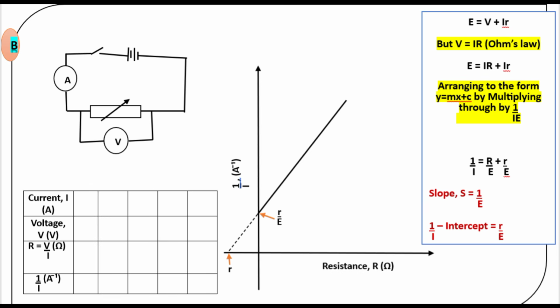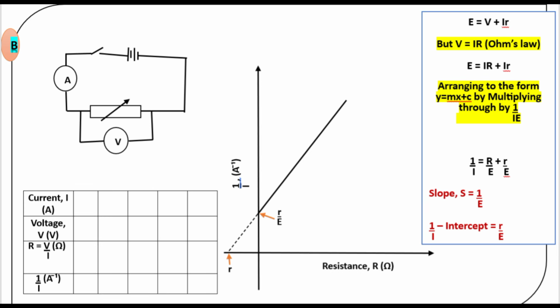All straight lines obey the equation y equals mx plus c. So from the general equation, EMF is equal to V plus Ir, whereby we are saying EMF is equal to terminal voltage plus the internal voltage or the lost voltage. We all know that the terminal voltage or PD is given by IR. So EMF will be IR plus the lost voltage, which is Ir with small r. When you rearrange in the form of y equals mx plus c, you multiply through the equation by 1 over IE, and then you get 1 over I equals R over E plus r over E.